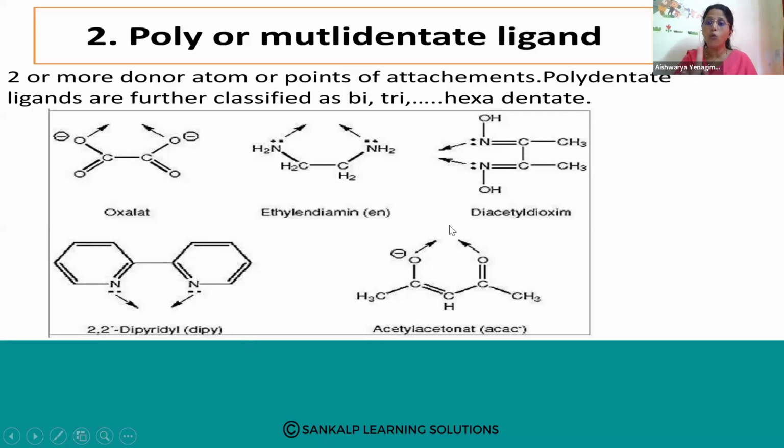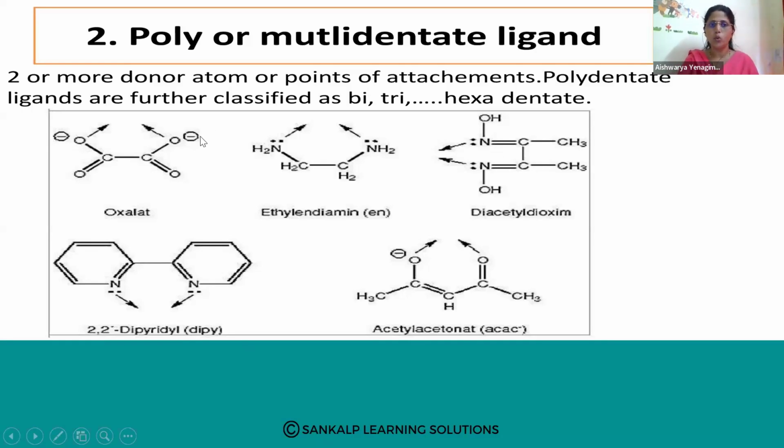Polydentate ligands anta more than one. Two or more donor atoms or points of attachment iddaga the polydentate antivi, and they are further classified as bidentate, tridentate, tetradentate, hexadentate. So here we have examples.